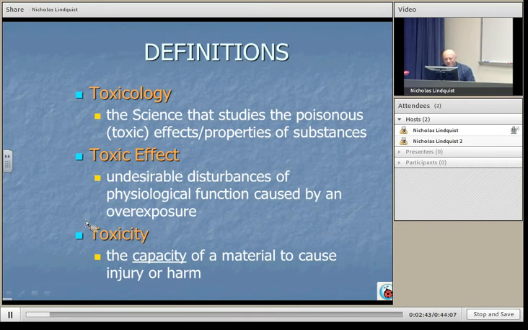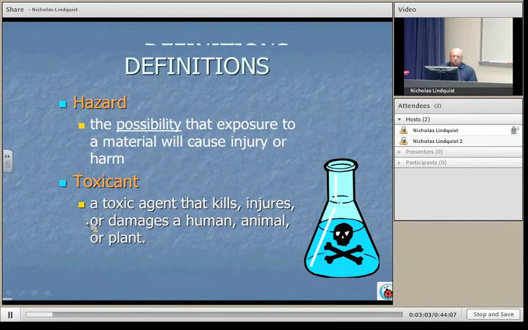When we talk toxicity, what we're referring to is the capacity or the capability of a material to cause injury or harm. So if something is extremely toxic, it means that if we're exposed to it, it can cause harm to our body. Another term that we use is a hazard. A hazard refers to the possibility that exposure to that toxic substance will or has or can occur, and if it does, it will cause injury or harm.